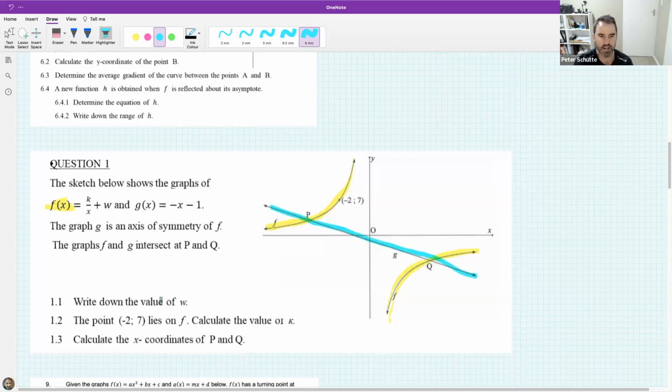First question, write down the value of w. What do we think the value of w is going to be? Who feels like they know this? Or how can we work out what the value of w is? w is this thing over here. A little bit sneaky. I'll give you a tip. Think about the asymptotes of f. Where are the asymptotes? They might tell you.